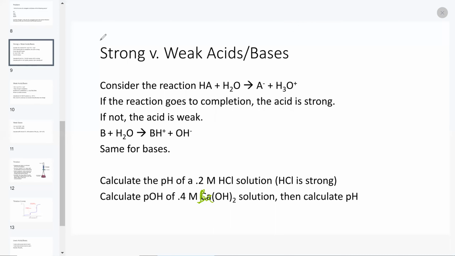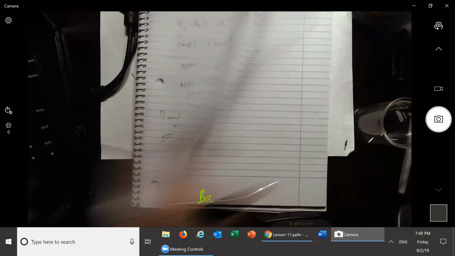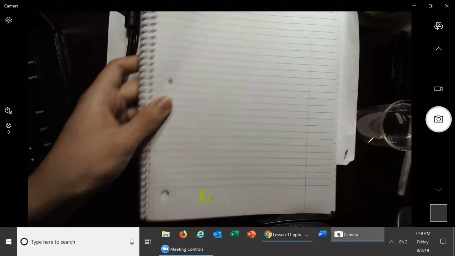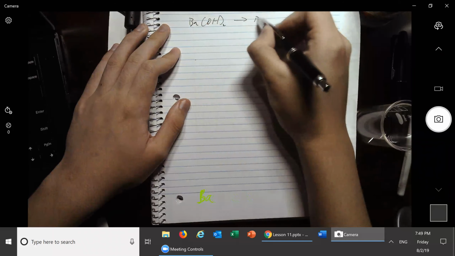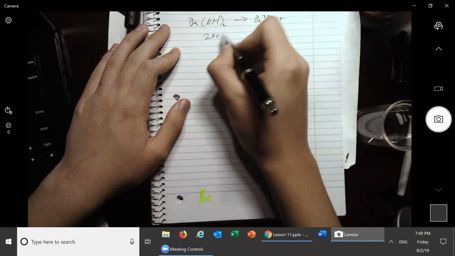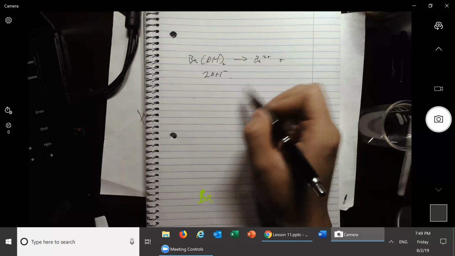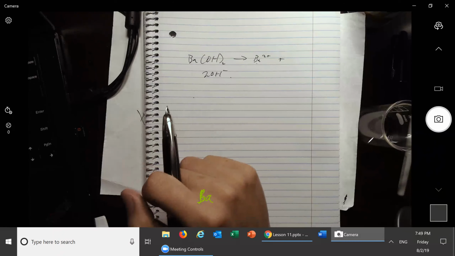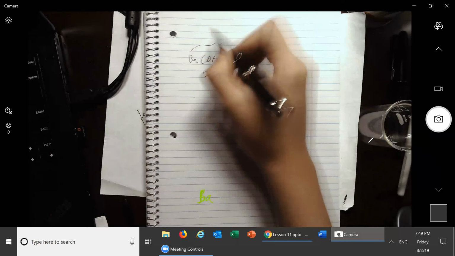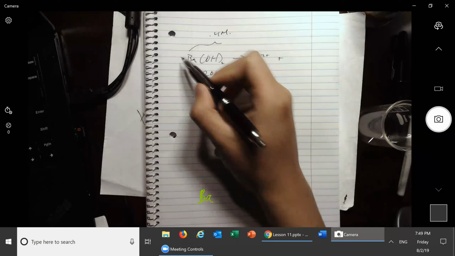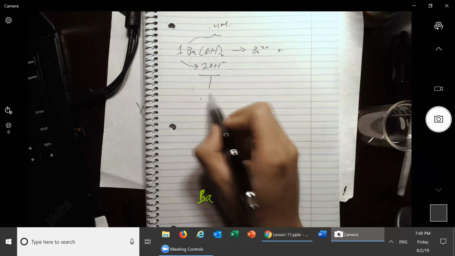0.398 is not quite correct, but it's close. So the reaction we need to consider is Ba(OH)2 going to Ba2+ plus 2OH minus, right? So we have this salt, barium hydroxide, and it completely dissociates into barium 2 plus and 2 OH minus. Okay, so the concentration of this is 0.4 molar. But notice that one of these produces 2 moles of that. So the concentration of this should be 0.8 molar.